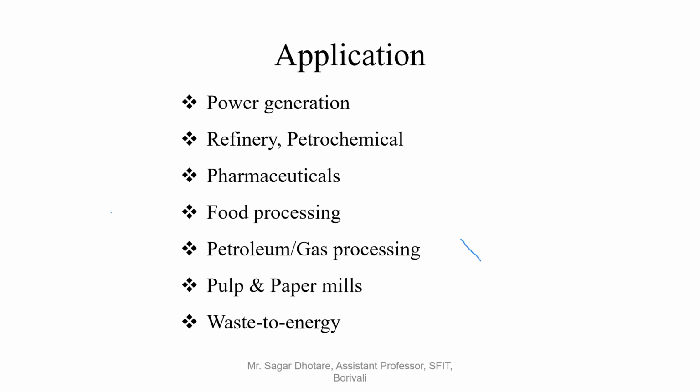Now, what are the different applications where it is used? First, power generation. Then the next one is refinery or petrochemical applications, pharmaceutical applications, food processing applications, then petroleum gas processing applications, pulp and paper mill, even sugar mills to create sugar, and waste to energy. In such kinds of applications we are using steam turbines.